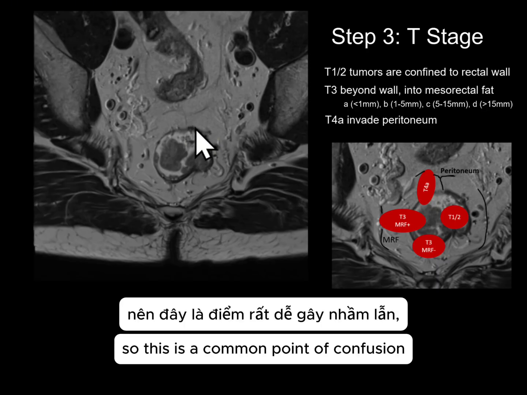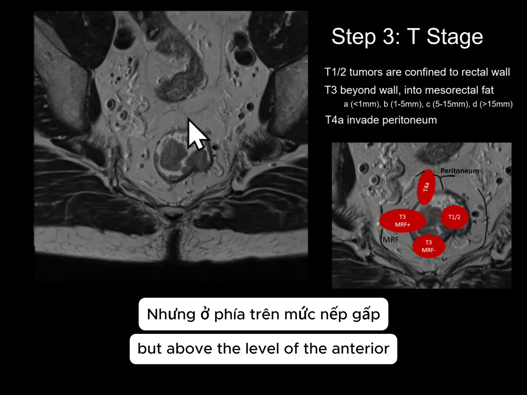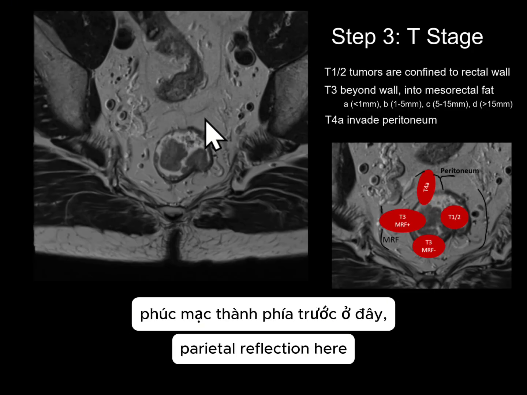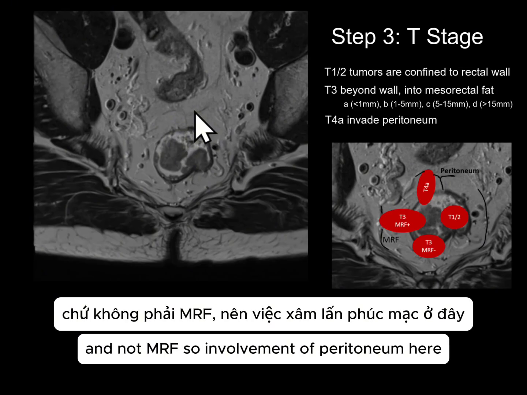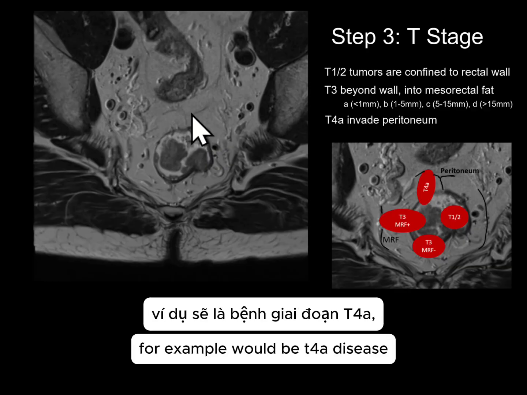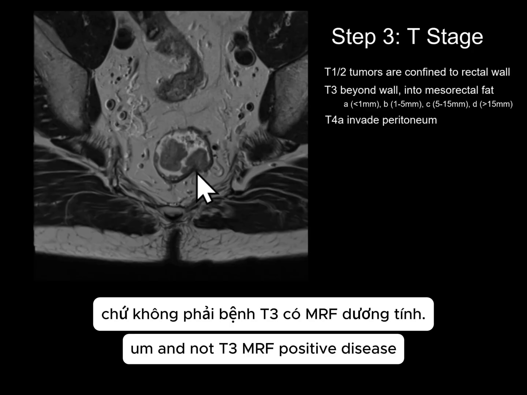So this is a common point of confusion, which is why I spent some time on this in the anatomy section. But above the level of the anterior peritoneal reflection here, the anterior mesorectum is bound by peritoneum and not MRF. So involvement of peritoneum here, for example, would be T4A disease and not T3 MRF positive disease.